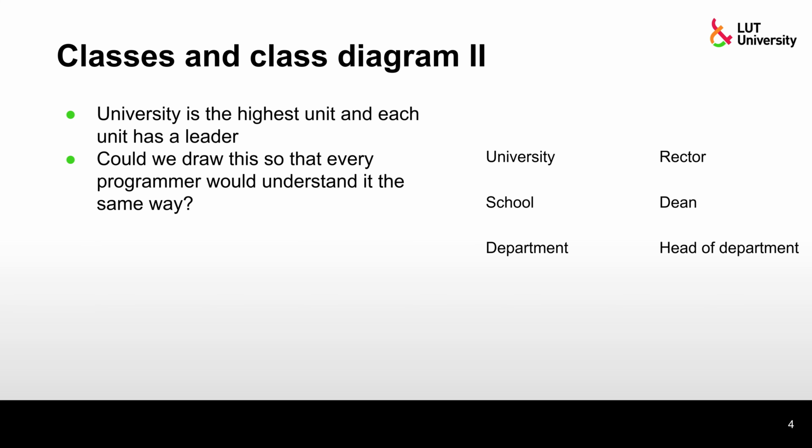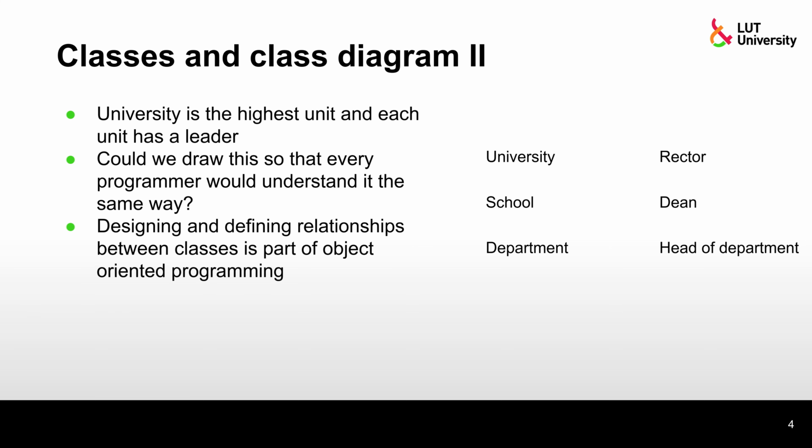But if I'm just giving these six terms to some person in Peru or South Africa or Singapore, it's not clear that he or she understands it the same way that I do. So we need to design and define relationships between classes, and that's definitely part of object-oriented programming. We have a lot of classes, we have a lot of attributes and methods in those classes. We need to draw them in a way that everyone understands it.